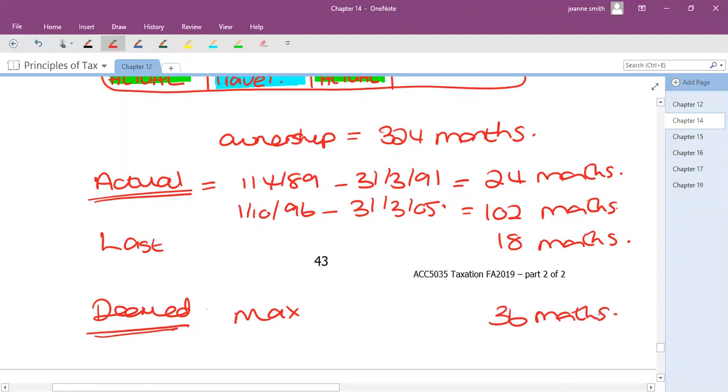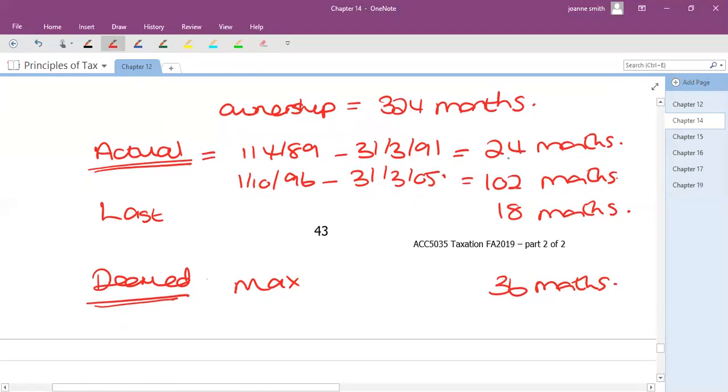Okay, he's not going to get the whole period. Right, let's have a look then. So occupied 24 and 102 months, plus he's got the 18 months at the end, and then he's absent for any reason when he went travelling. So occupied, we're going to class as 180 months.